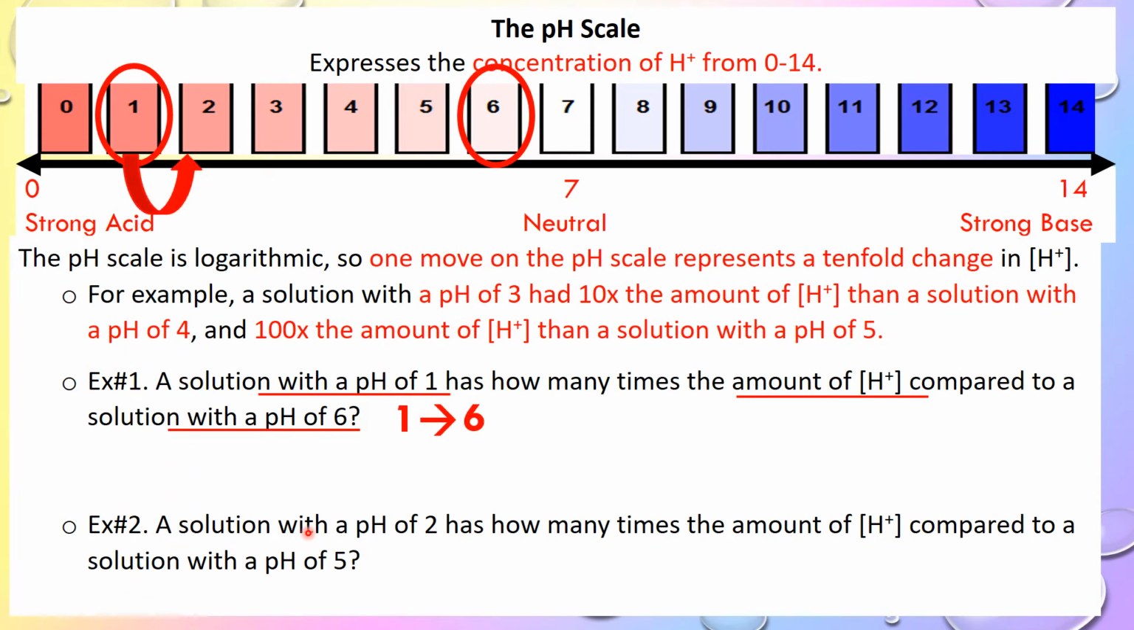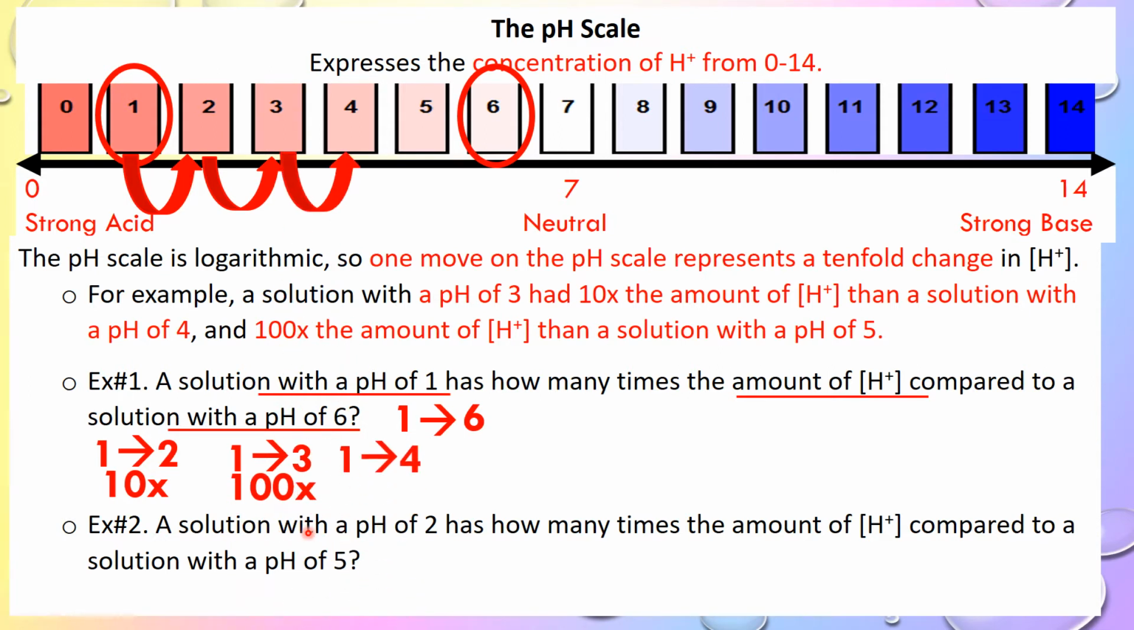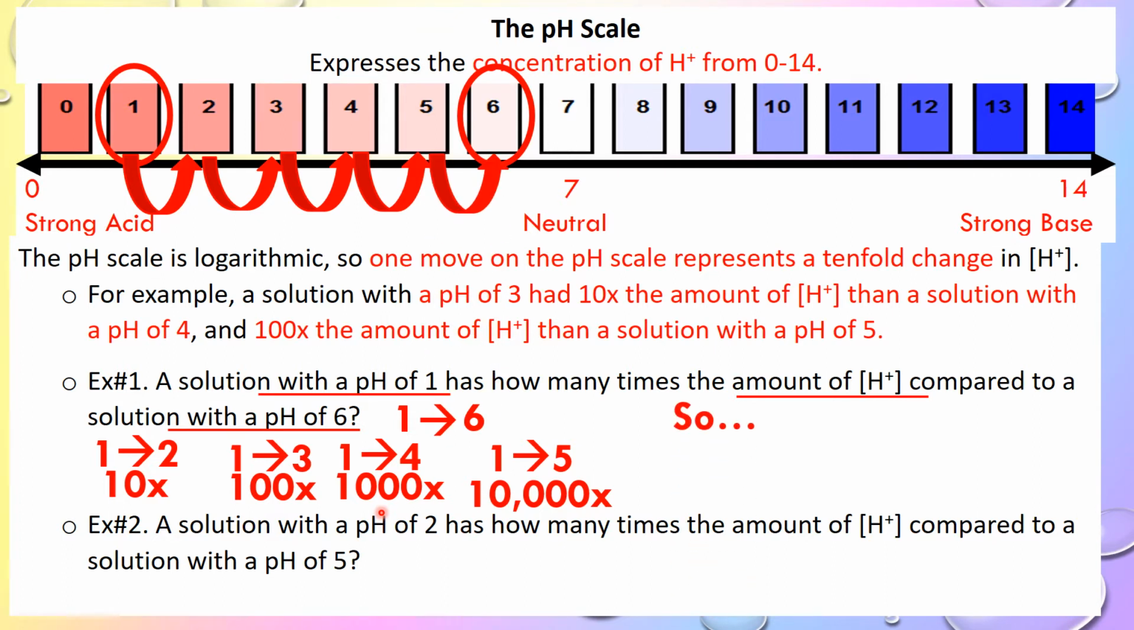So as I go from a 1 to a 2, we know that that's going to be 10 times the amount. If we keep going, that's another 10 times. So going from a 1 to a 3 is now 100 times. If I go from a 1 to a 4, that's going to be 1,000 times greater. So jumping from 1 all the way up to a 4 is 1,000 times. Going from a 1 to a 5 is 10,000 times. So in order to figure out going from 1 to a 6, you're just going to add another 0 on the end.